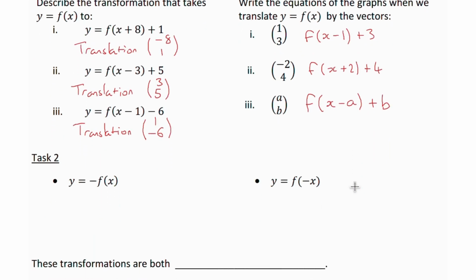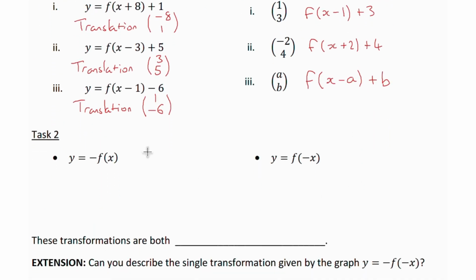If we move on to the next part now, again, have a look at task 2 and have a look at what happens when you look at these two transformations. And you should see that this one is a reflection, and it is a reflection in the x-axis. Now, I personally like to think of this as in the y direction, and we'll talk about why I think that when we come to the notes section of this.